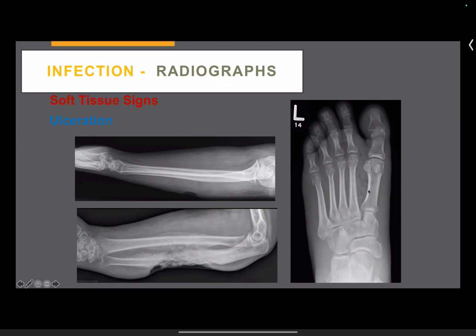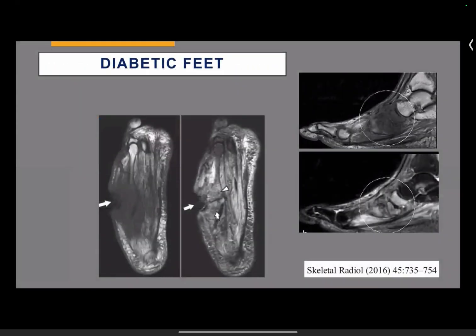But in the absence of an ulcer, if you see gas in the soft tissues, that can be like Fournier's gangrene. It's quite a sinister sign. And they're looking for ulcer there. And this is what we call a ghost sign. Most of you might be aware of it.